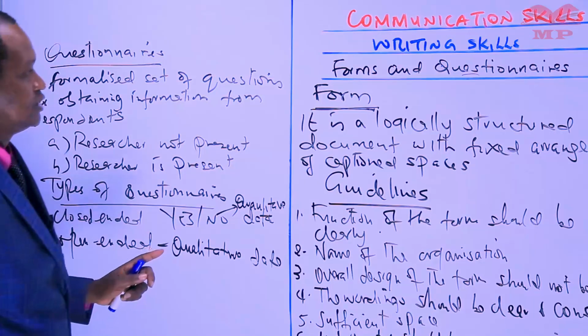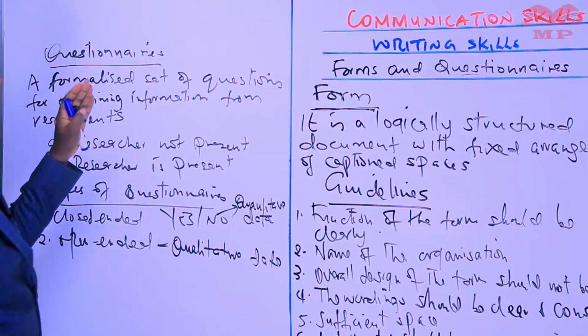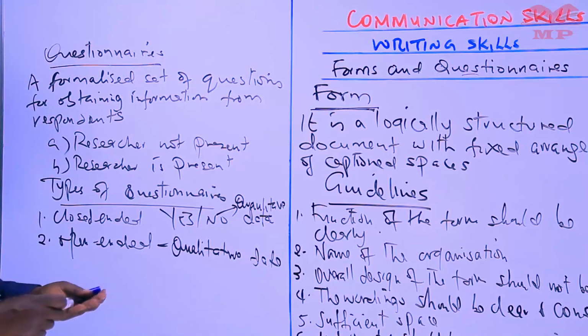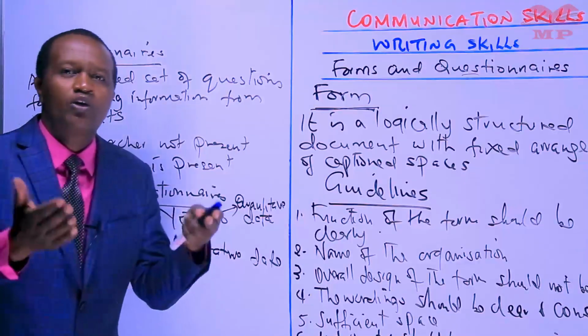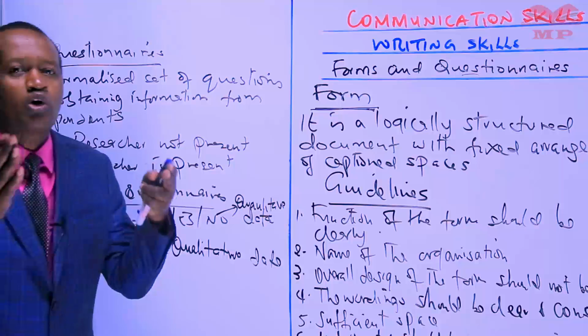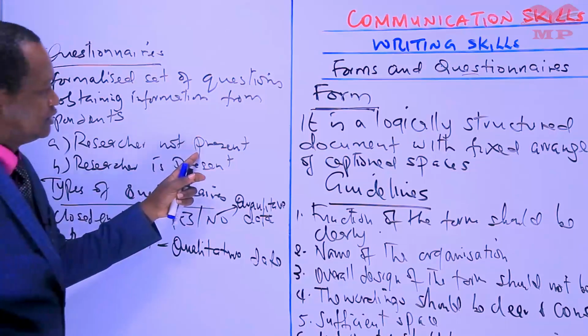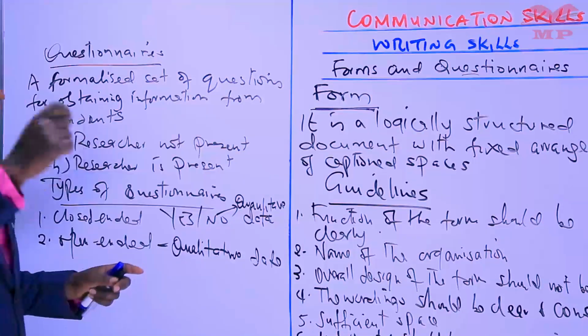So a questionnaire, I repeat, is a set of questions used to obtain information from respondents. It's just a list of written questions that can be completed in two basic ways, where the researcher is present or where the researcher is not present.